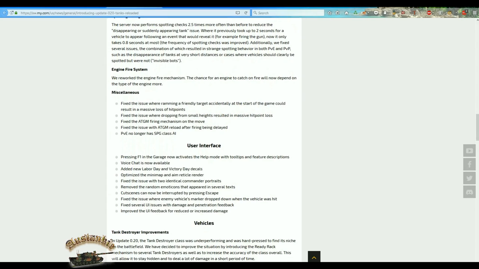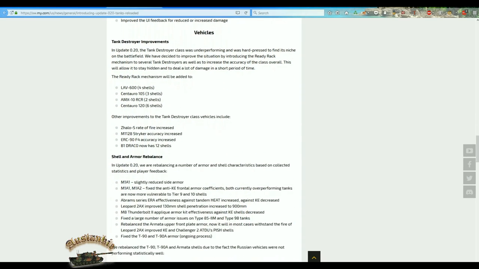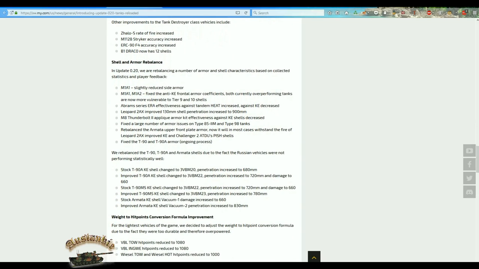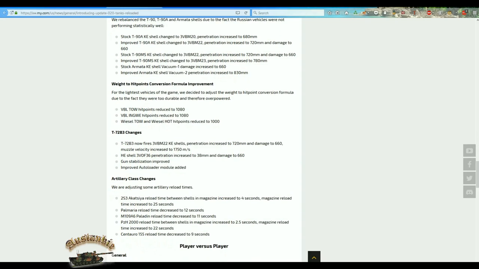There's no real information about AI there. Nothing about AI there. User interface doesn't refer to AI. Vehicles, nothing about AI. Shell and armor, nothing about AI. Hit points conversion, nothing about AI.